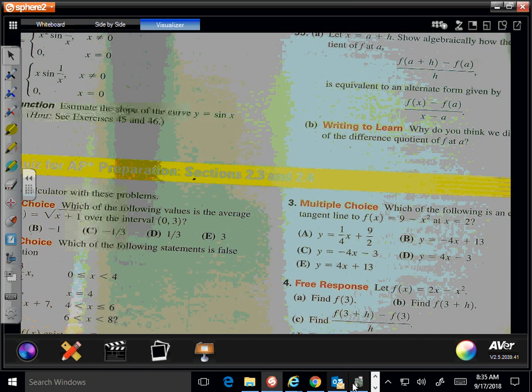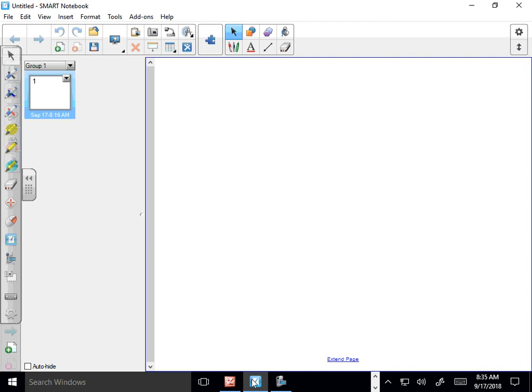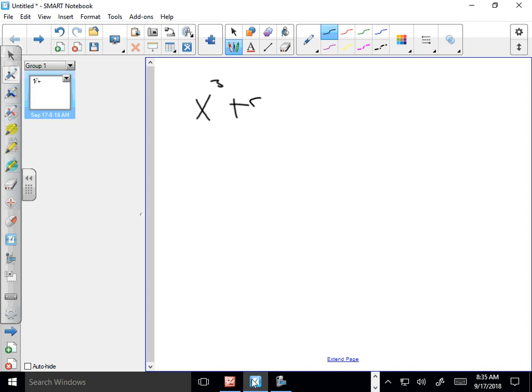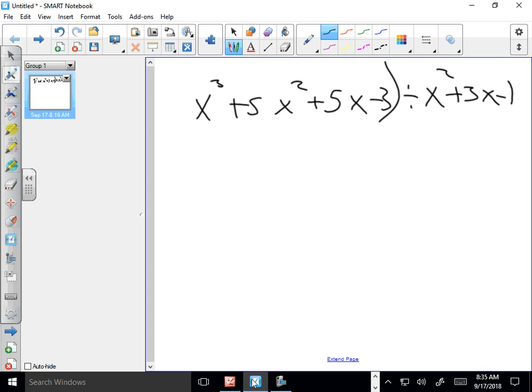And one of those things that synthetic division can't do is divide by something of degree higher than 1. So if I'm given something like this problem, x to the third plus 5x squared plus 5x minus 3 divided by x squared plus 3x minus 1, I can't do that with synthetic division without really, really suffering.